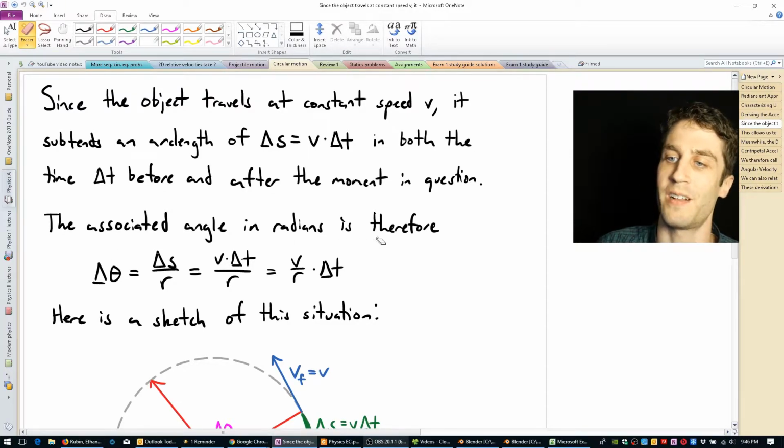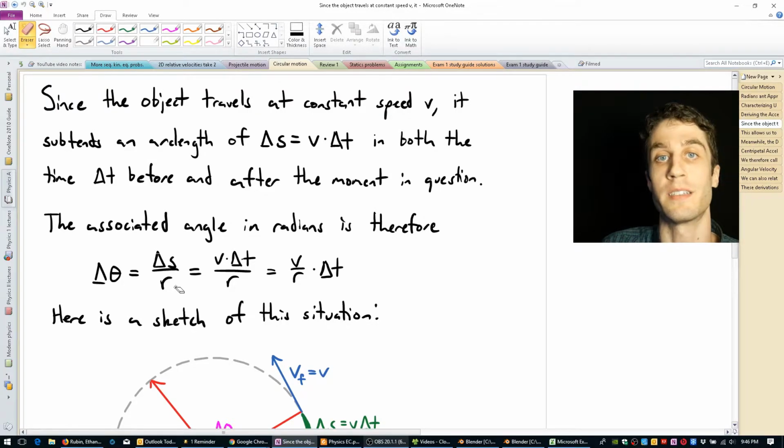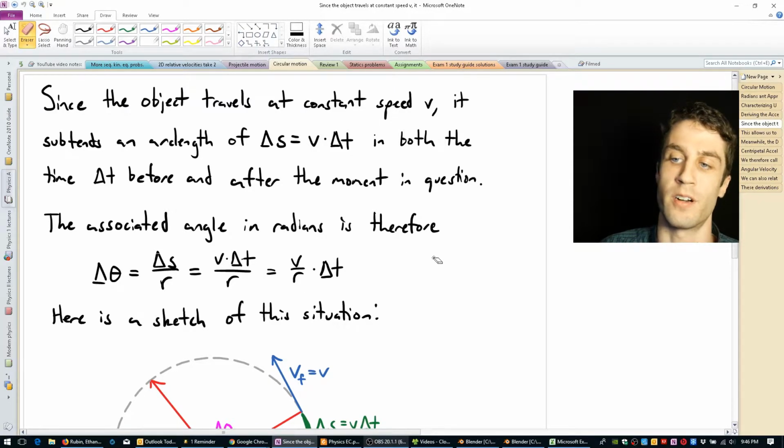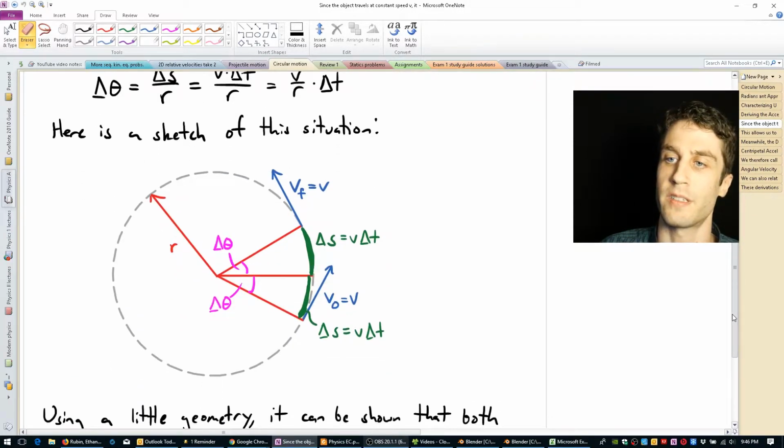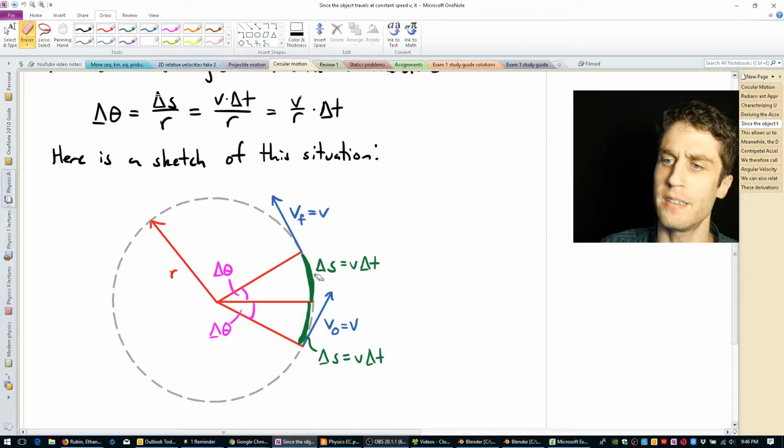Okay, the associated angle in radians is therefore delta theta equals delta s divided by r. That's the definition of theta. And that's v delta t divided by r, which is v over r times delta t. This is just rewriting this in a few different ways. So here's a sketch of this situation. Here's delta s in the delta t after the object was displaced horizontally. And here's the same delta s in the delta t before the object was displaced horizontally. So both of these are equal to v delta t.